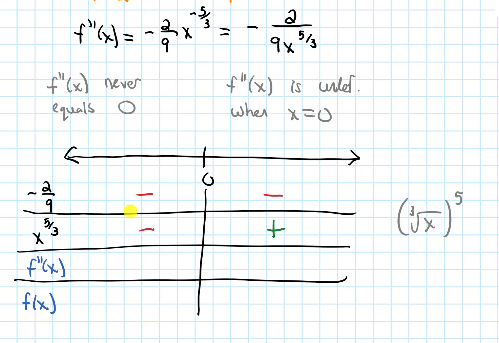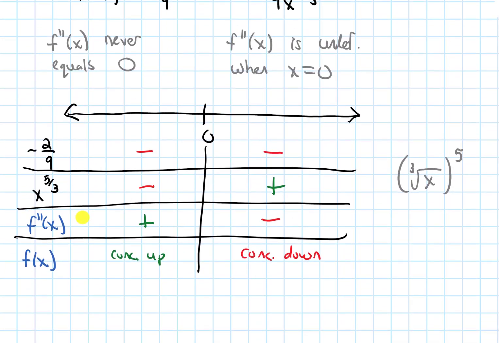If we put these together, a positive times a negative will give me a negative, and a negative times a negative will give me a positive. When the second derivative is positive, f is concave up. And when the second derivative is negative, f is concave down. All right, so we're ready for our inflection points.